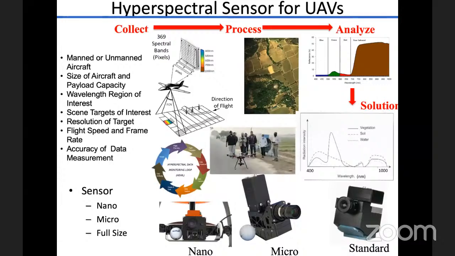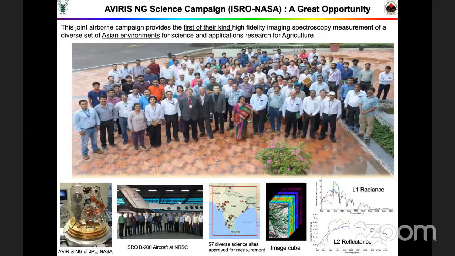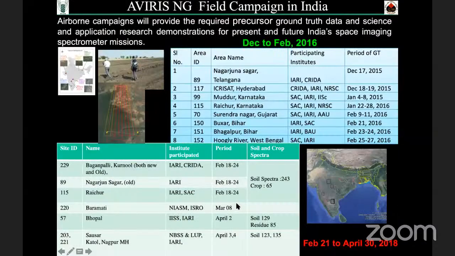That's called a hyperspectral sensor. Going from the drone to airborne, this is a very ambitious science campaign, done in collaboration with NASA and ISRO. Many institutes partnered, and IARI was one of the leading institutes for agriculture applications. This sensor is from JPL NASA, integrated with the Indian flight of NRSC, the National Remote Sensing Centre, and flown all around the country. These are the details of where IARI was involved in ground truth collections, in collaboration with many institutes.